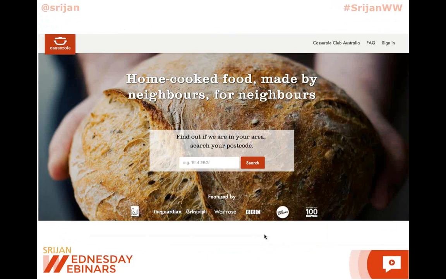This is another example. This comes from the UK. It's a project called the Casserole Club. It's been so successful in the UK that it's now been replicated in Australia. This project is basically connecting people who love to cook at home with people who might need a meal, either homeless or elderly people, people with disability, etc. And basically, through this service, it's a match.com for people who love cooking with people who might be in need of food and assistance locally.